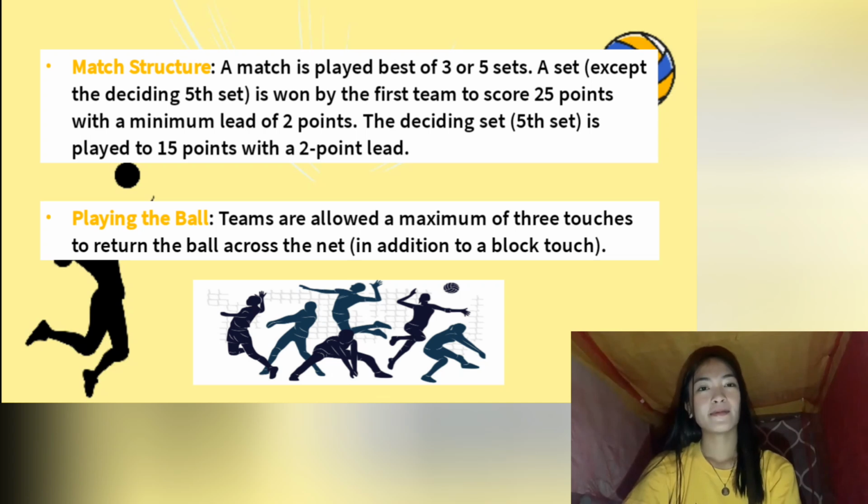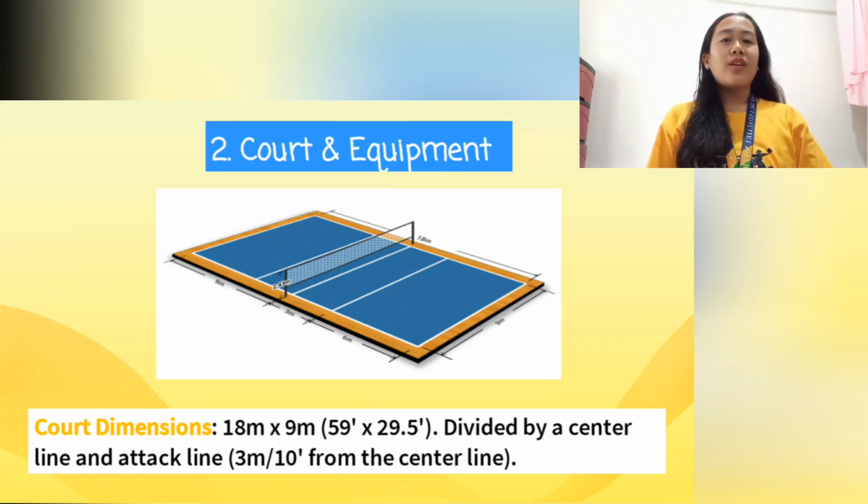Next is the playing ball. Teams are allowed a maximum of 3 touches to return the ball across the net in addition to a block touch. Okay, so now let's proceed to the second rules and regulations, the court and equipment. So the court dimension must be 18 meter by 9 meter, divided by a center line and attack line of 3 meter by 10 inches from the center line.